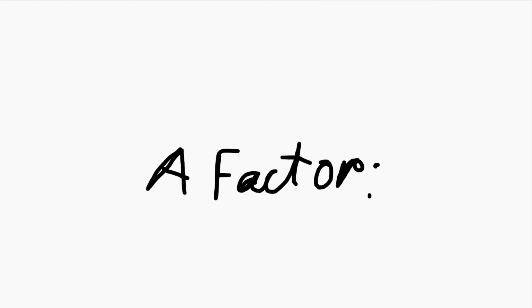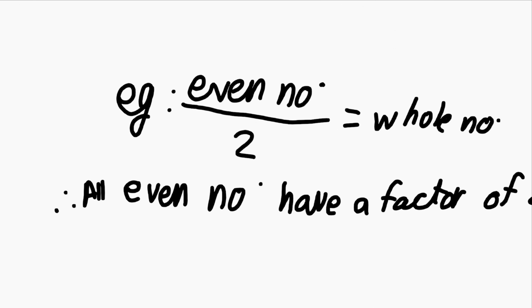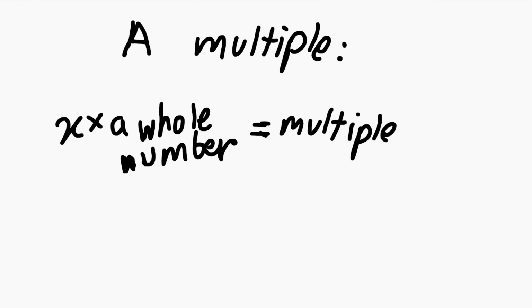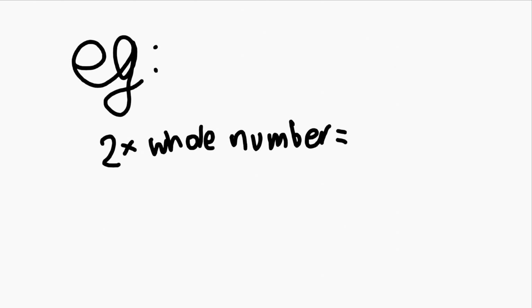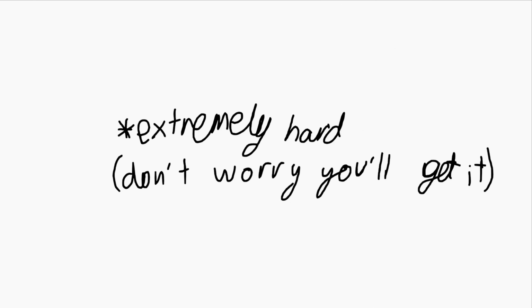A factor is a whole number which can divide a specified number. For example, all even numbers have a factor of 2. A multiple is a number obtained by multiplying a specified number by a whole number. For example, all multiples of 2 are even numbers. The same is true for multiples of 2. Now there is an easy algorithm to divide any number. Before that, let's talk about decimals.